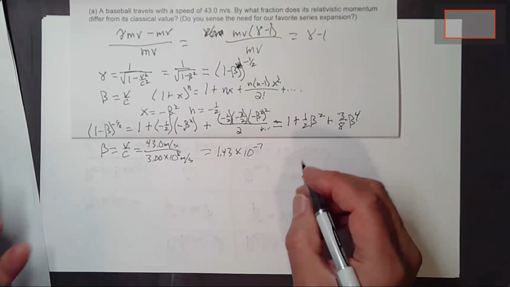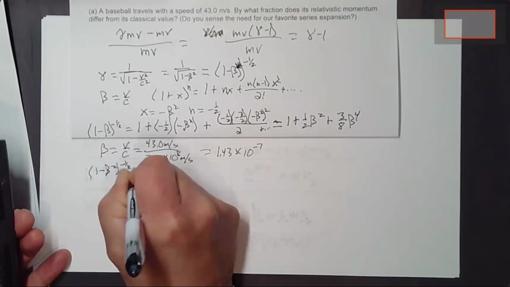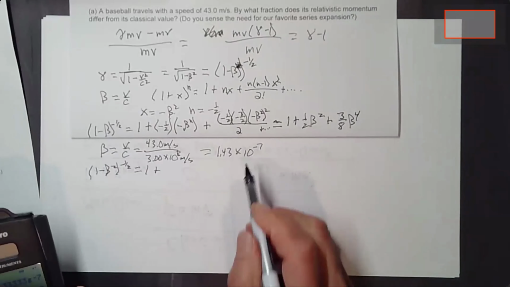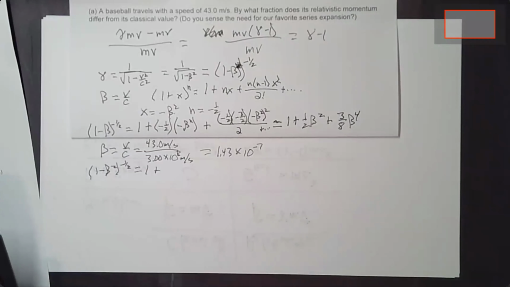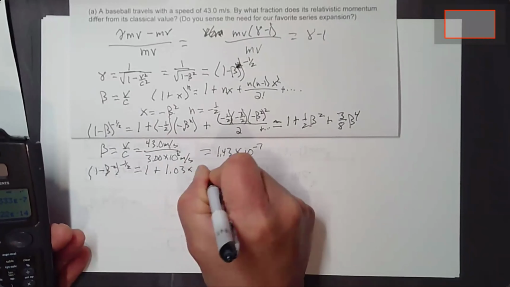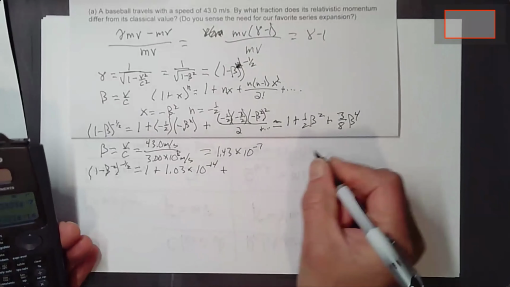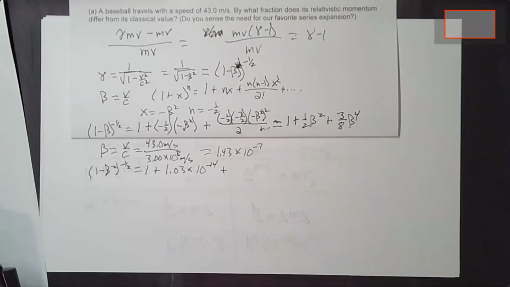Okay, let's just write out this series as it should be. 1 minus beta squared to the minus 1/2 is going to equal 1 plus 1/2 beta squared. I'll just square that and stick a 1/2 on it. And I'll have first term is going to be 1.03 times 10 to the minus 14th. Actually, that's the second term in the series. So that's not much. And then I'll have 3/8 times beta to the 4th. So let's see. Oops, I wanted to wrap that in parentheses. No, I'll just calculate it.